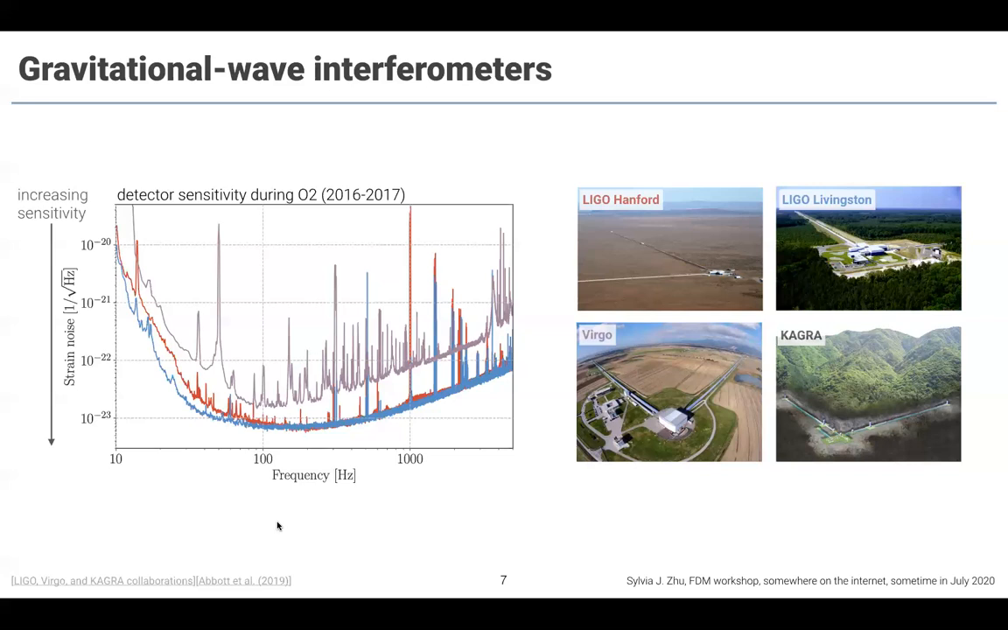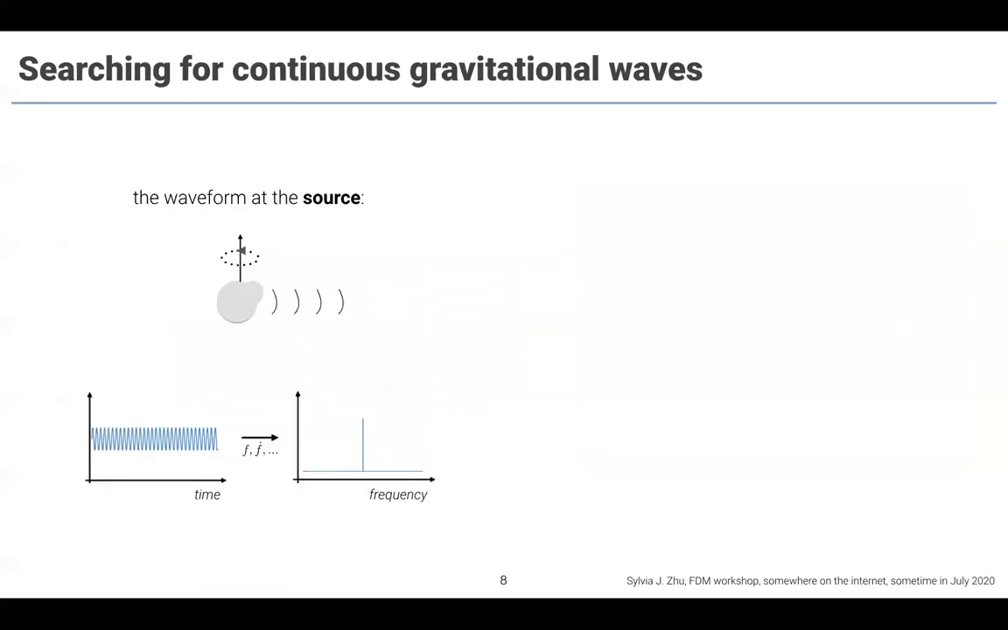So how do we actually dig out and find these signals? In theory, this should be relatively straightforward. If you have, let's say, a rotating neutron star with a bump, the waveform at the source is pretty straightforward. It's a sinusoid that has a specific frequency, and maybe it's slowly spinning down, so there's a frequency derivative or maybe multiple frequency derivatives. But you take that sinusoid and you Fourier transform it, and you should just get a single peak in frequency.